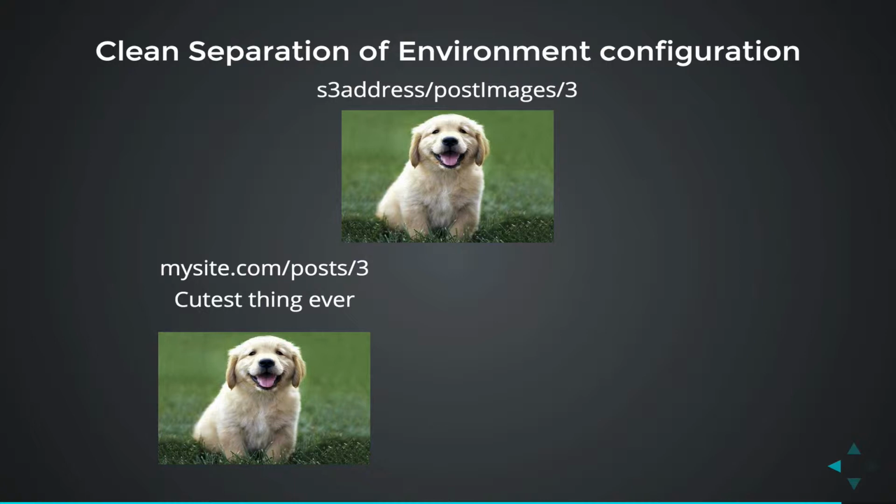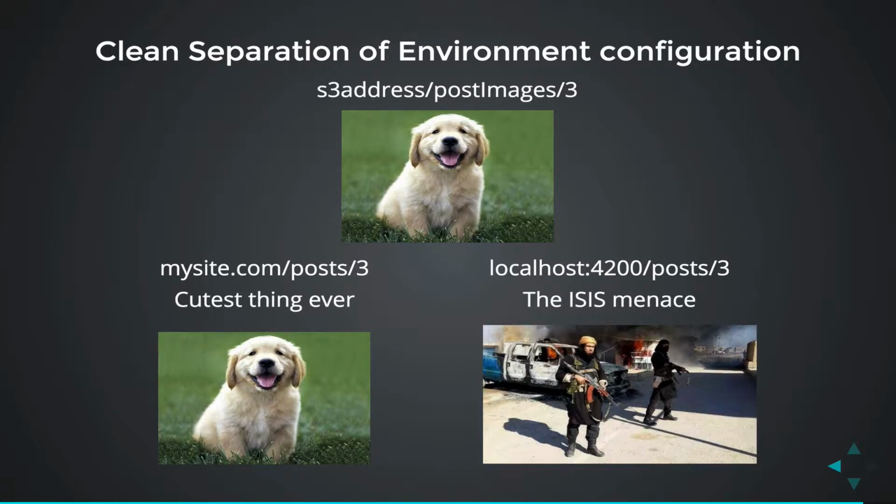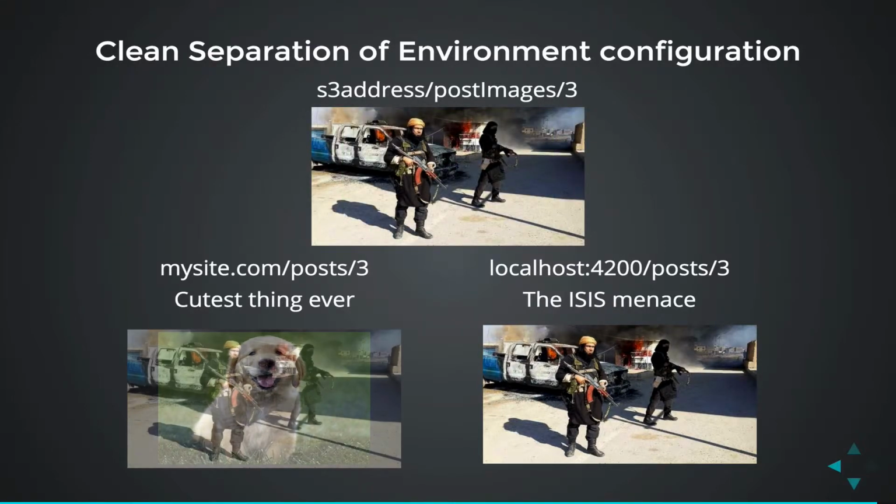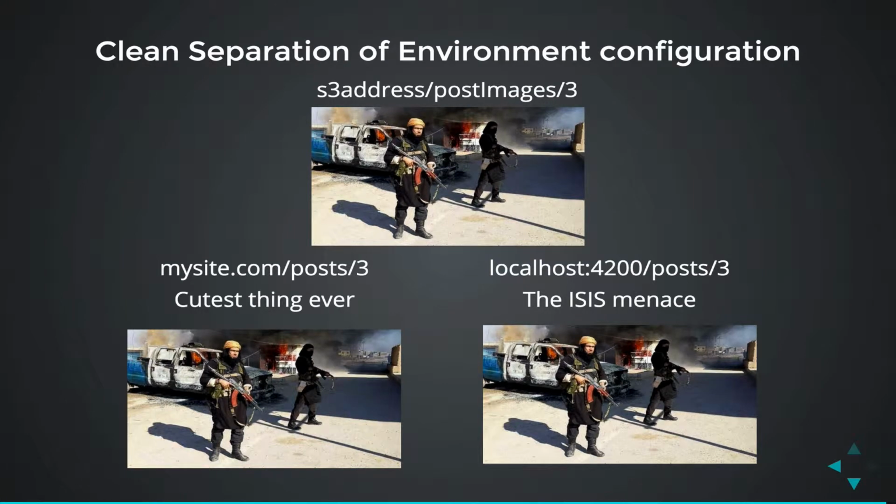Then, later, you're working locally. You create an article called The ISIS Menace, also post 3 on your localhost. And then you upload a photo that is appropriate for that article. Then it gets saved to post images 3 and propagated to your website. And now you have a public relations disaster, all because you didn't properly separate the configuration of different environments.